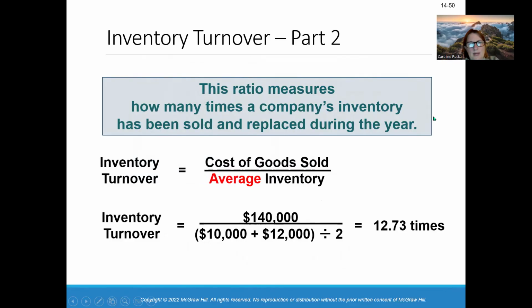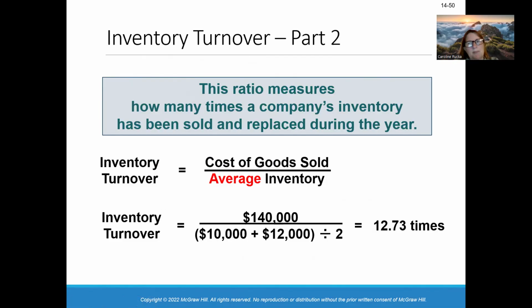So again, this ratio is about how many times they sell out their inventory and replace it during the year. In our example, our company is completely selling out their inventory 12.73 times per year. This is an industry standard. So you're going to sell out your inventory very quickly if you're selling small, inexpensive items. If you're selling larger, costly items, your inventory turnover is likely to be much lower than this.